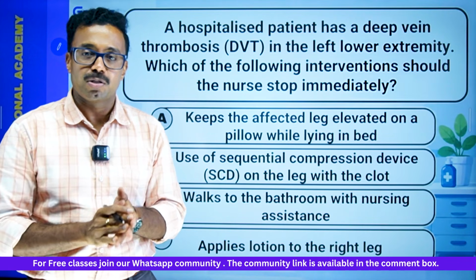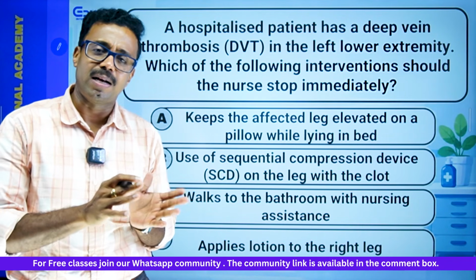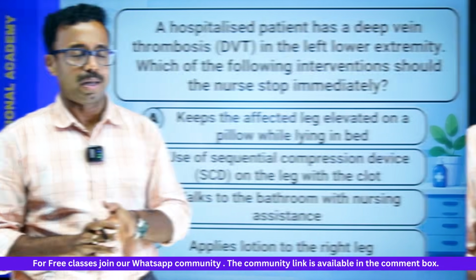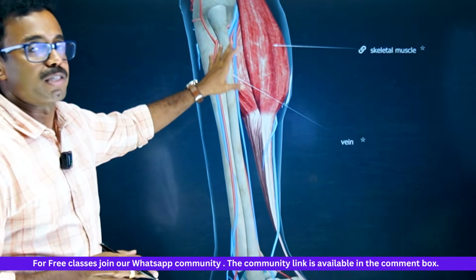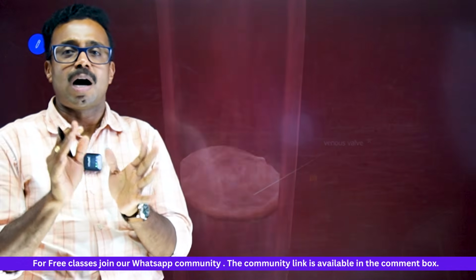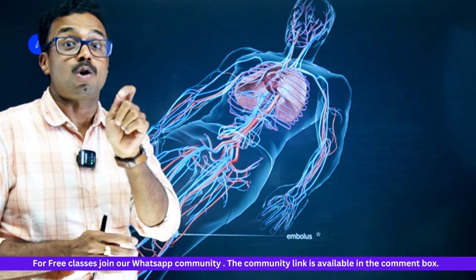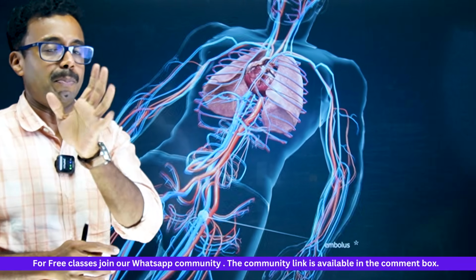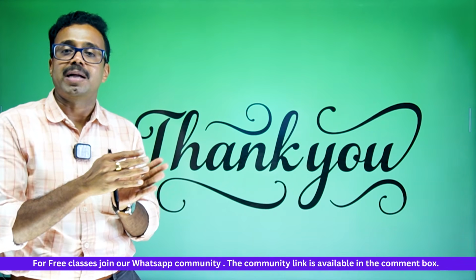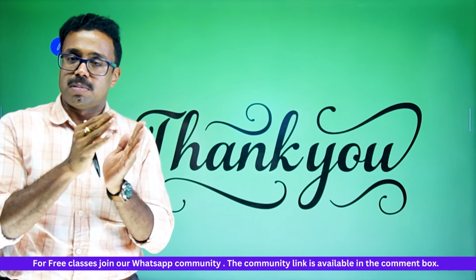About this disease condition with the help of an animation video, and then we'll go to the answer. We are having one muscle which is called the calf muscle. This calf muscle actually will act as a second heart, systemic circulation. It is called embolus, embolus or emboli.